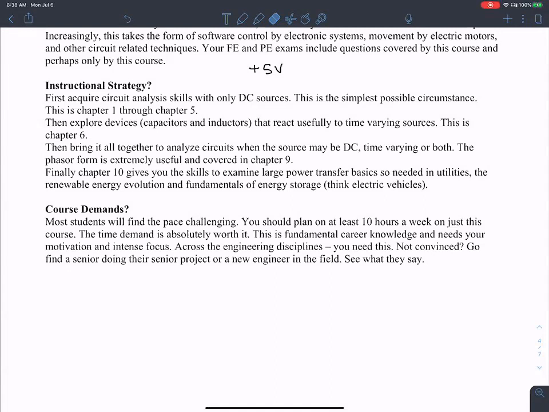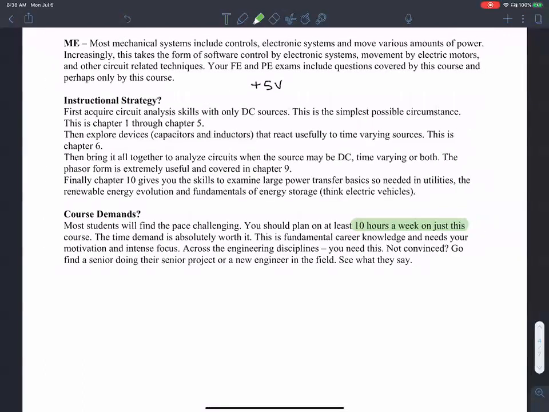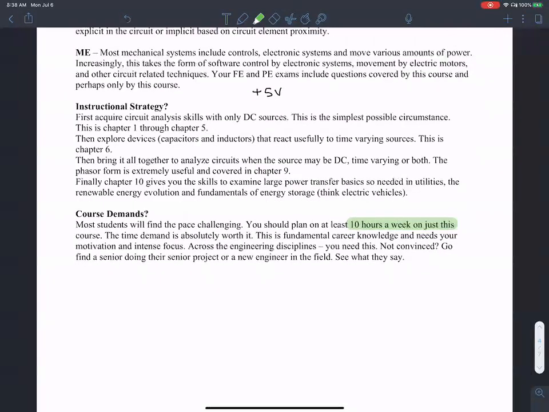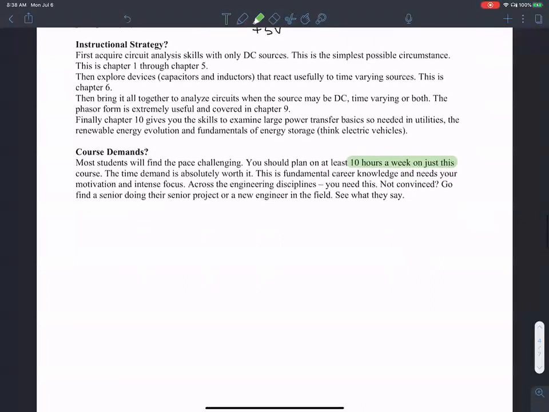Now, most students will find the pace challenging, even so in summer, okay? More so in summer. Students find this pace very challenging. You should plan at least 10 hours per week in a regular semester, okay? Now it's probably going to be double that time, okay? And I tell you what, the time demand is absolutely worth that. This is fundamental career knowledge, and it provides a valuable skill set, okay?